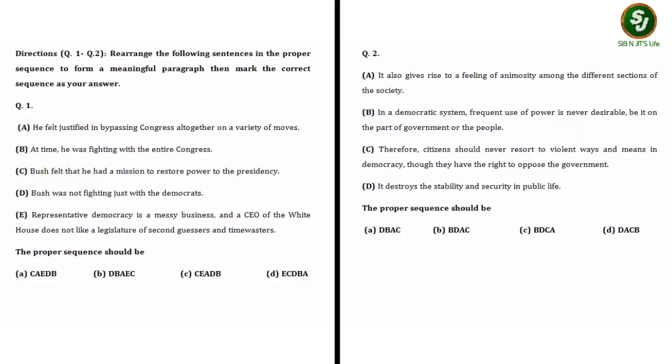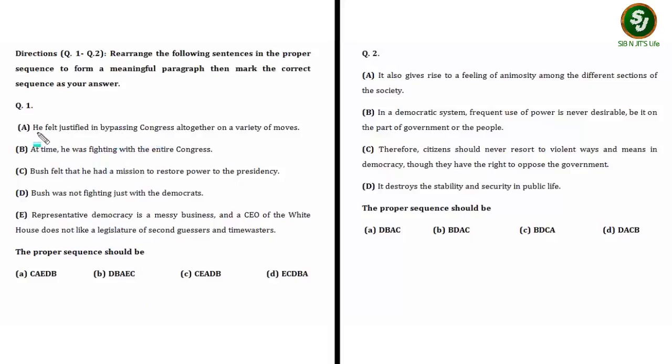Okay friends, now let's try to solve some of the jumbled paragraphs together. So in the first question we have, rearrange the following sentences in a proper sequence to form a meaningful paragraph and then mark the correct sequence as your answer. So here we have a sequence of sentences which is marked as A, B, C, D, E. So we have 5 sentences, and this is the first type of jumbled paragraph where all the statements are in a jumbled manner. Okay, so we have to arrange these sentences and try to form a meaningful paragraph.